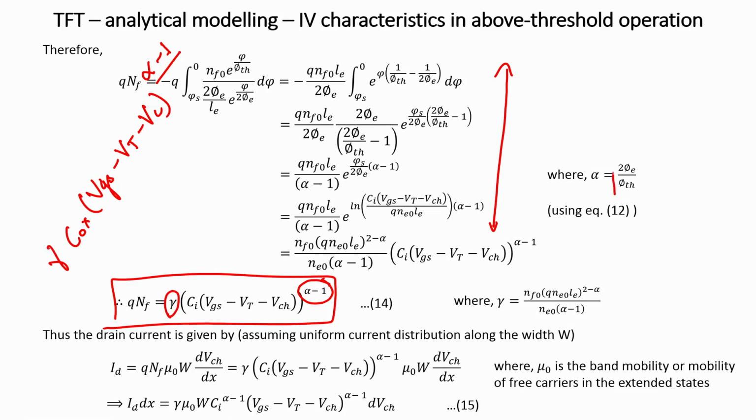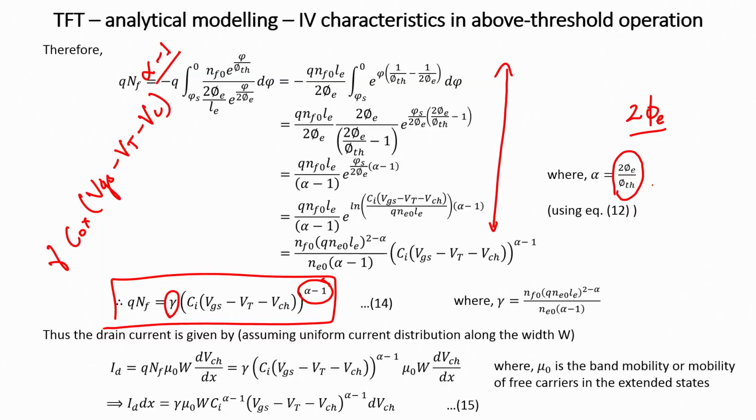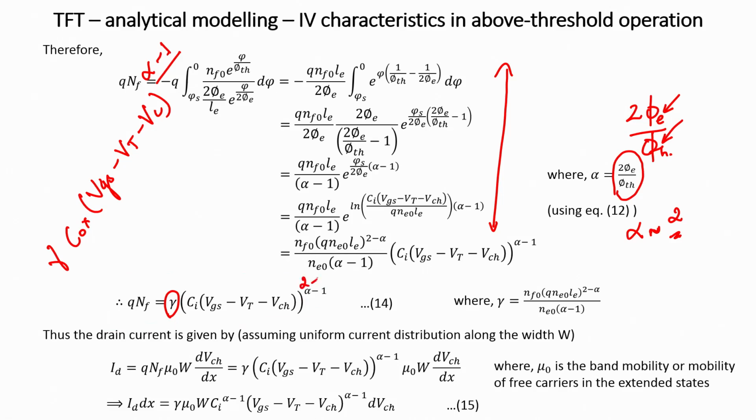Alpha is 2 times the effective voltage divided by your phi th. In other words, your alpha is nothing but the term that we defined earlier, which is twice your characteristic temperature divided by the ambient temperature. And in the case of crystalline semiconductor materials, this characteristic temperature was the same as the ambient temperature, or in other words phi E was known to be the same as phi th, and therefore alpha was the same as 2, and therefore this term here became 2 minus 1, which was 1.